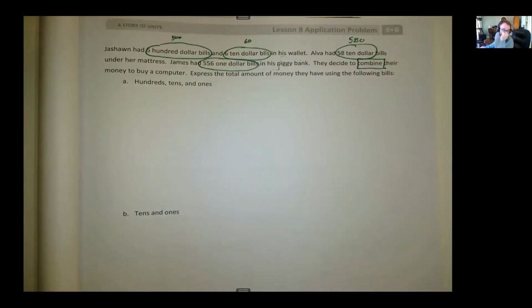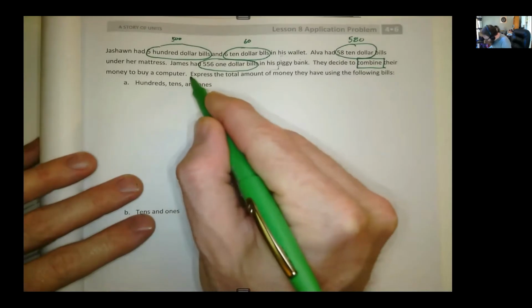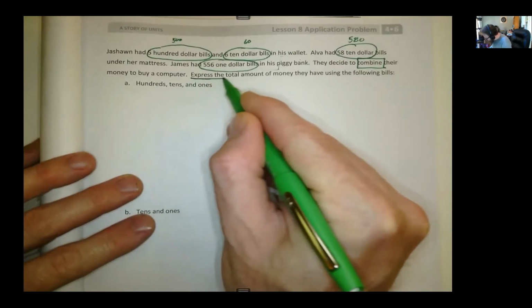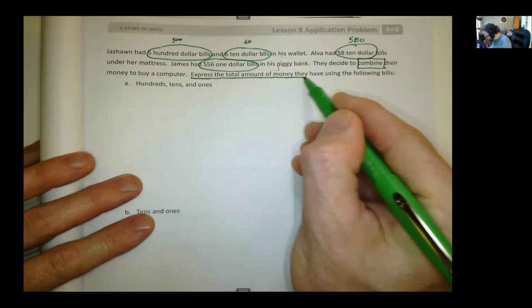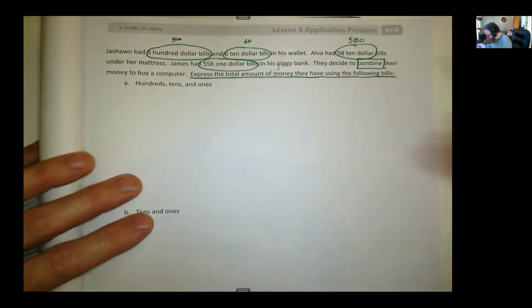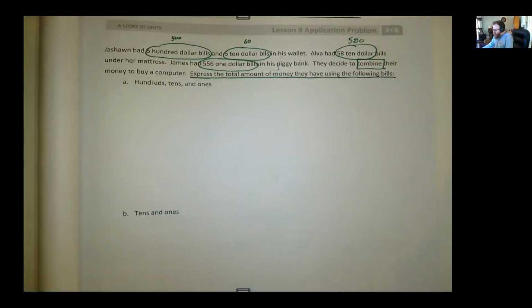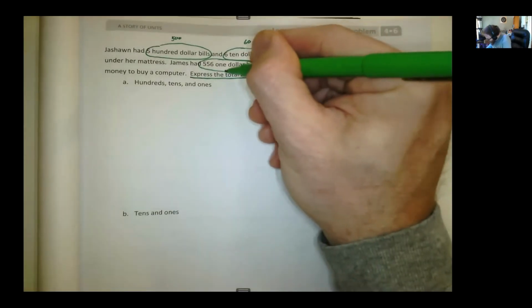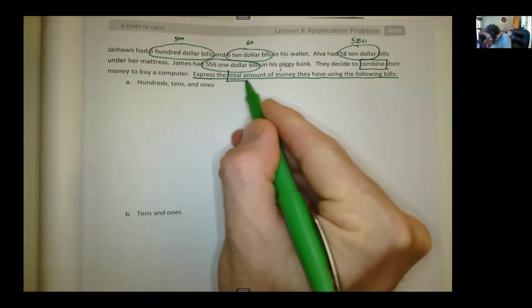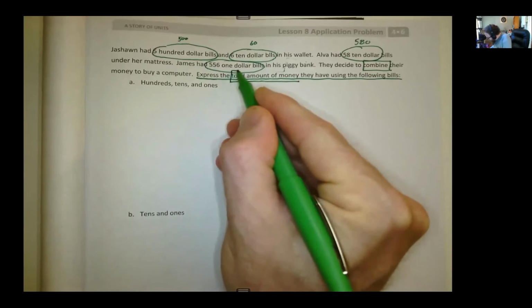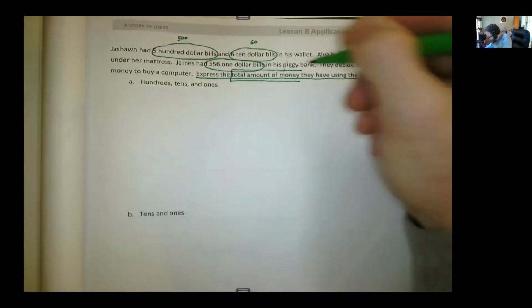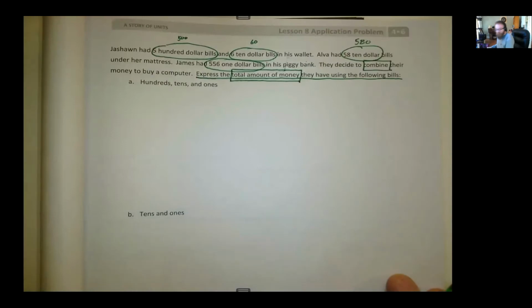Express the total amount of money they have using the following bills: hundreds, tens, and ones. It's not exactly a question, right? CUBES says to underline the question, but sometimes it's a statement or command sentence. Express the total amount of money they have. Total amount of money tells me now I'm confident that I'm adding these values together. I need to find the total amount of money.